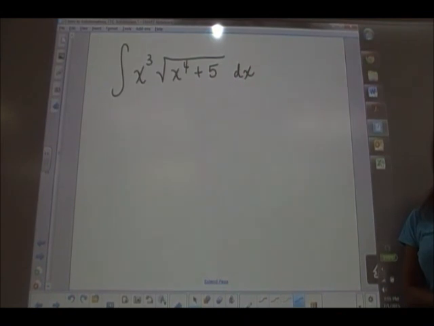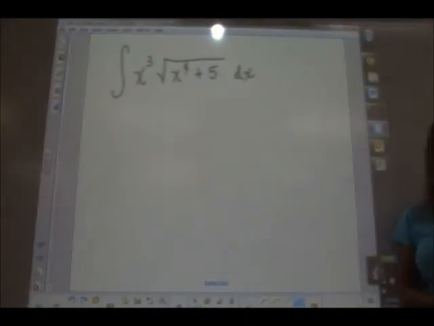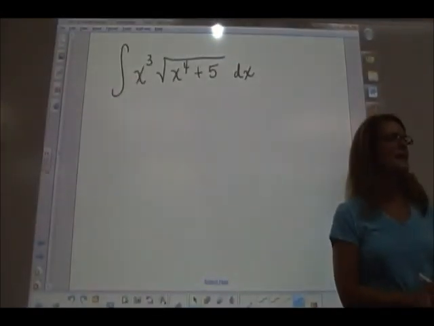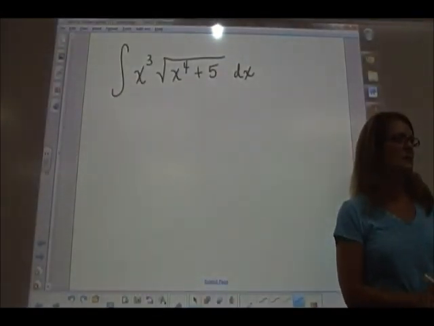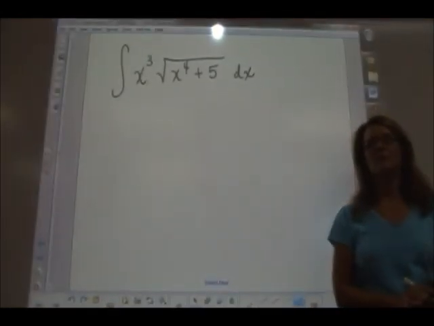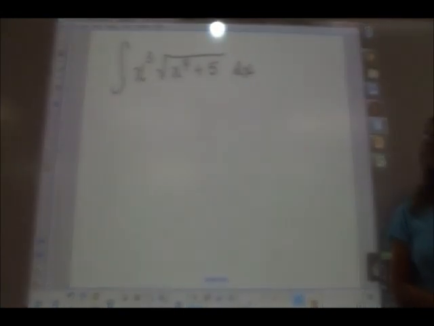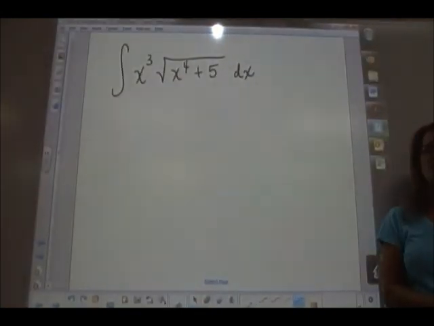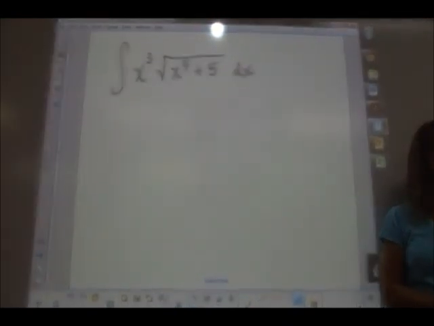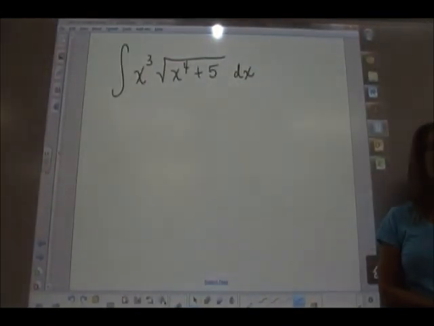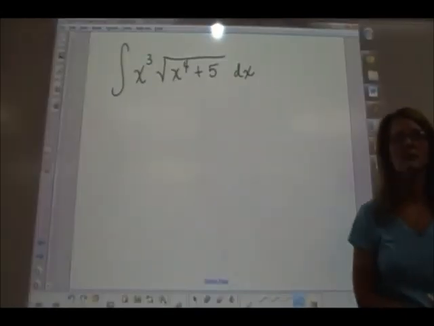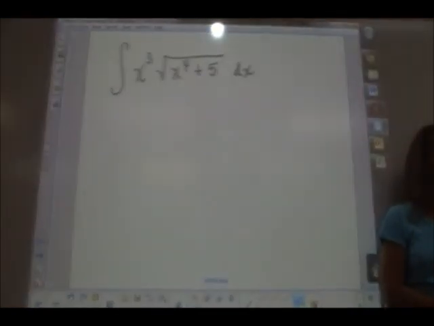The question of the day is this thing: does this thing look like anything on your sheet? No. So is there anything we can do to it, algebra-wise, to make it look like a formula on the sheet? How about distributing? You want to distribute the x cubed? Well, it's tempting though, isn't it? No. Can't do it. But it's tempting. Even if we did it, it wouldn't help us any. We would still have a problem.